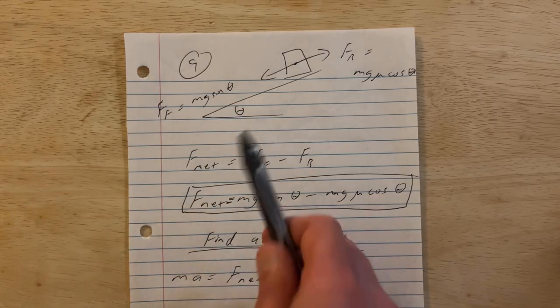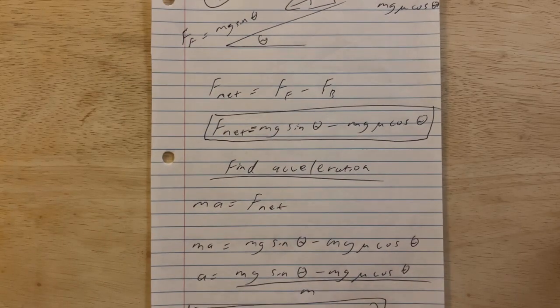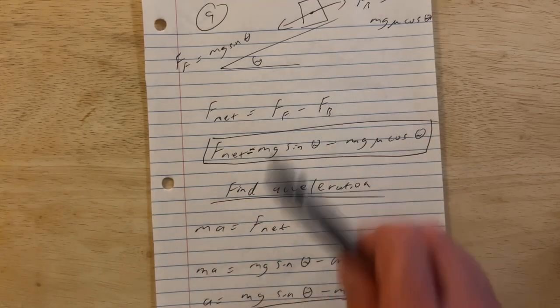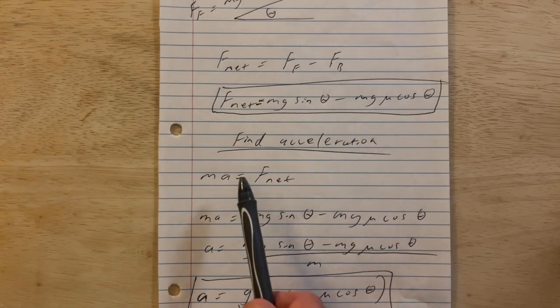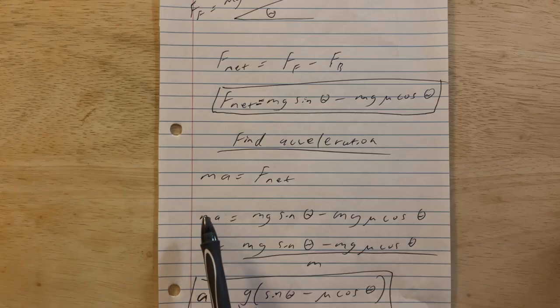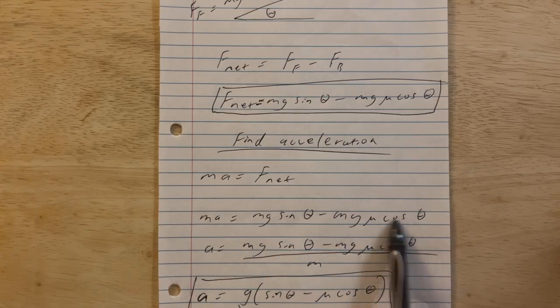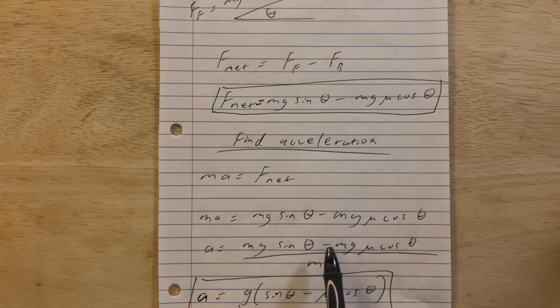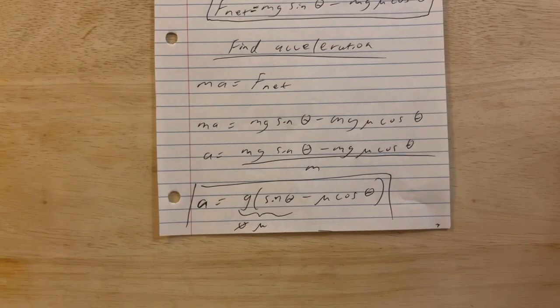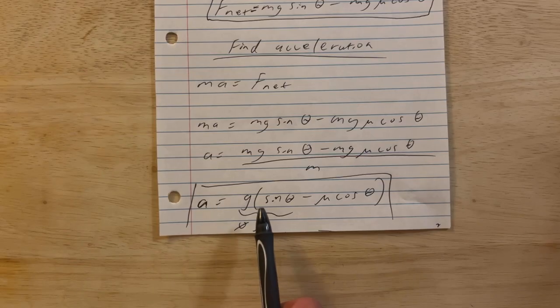Now that we know our net force, we can find our acceleration. Mass times acceleration equals force, but let's make this the net force so we'll know how much it'll accelerate. Mass times acceleration equals our net force, divide by mass, and we get mg sine theta minus mg mu cos theta all over mass. The m's will cancel out. We can pull our g outside of the parentheses, and we end up with acceleration equals g times the quantity sine theta minus mu cos theta.